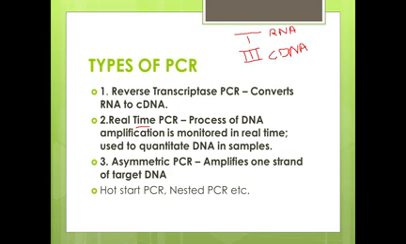Number third type of PCR is the asymmetric PCR. Asymmetric, as the name suggests, amplifies out of the two strands of DNA only one strand. Instead of the normal or real-time PCR, which amplifies both strands, where each strand of the double-stranded DNA molecule acts as a template, here in case of asymmetric PCR, only one of the two DNA strands is being amplified.